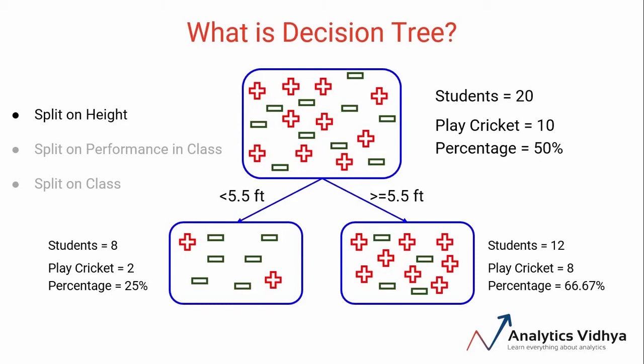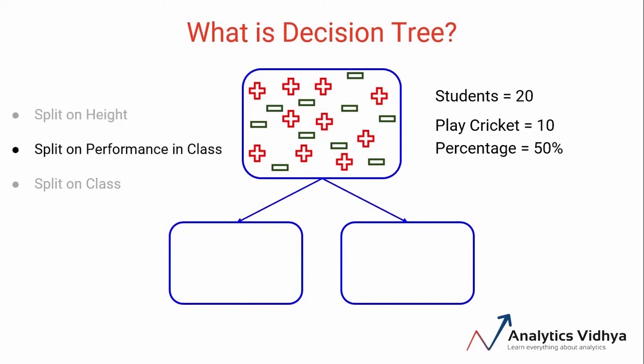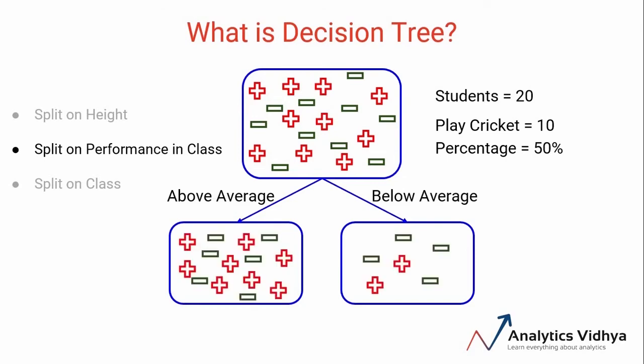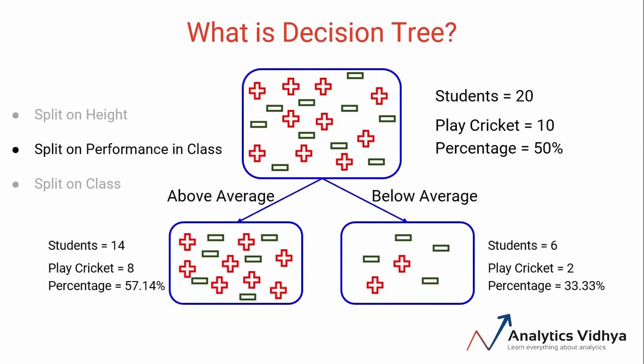Let's split the population based on performance. Here, the performance is defined as either above average or below average. We'll again divide the population based on these categories, and let's say we got a distribution like this. Here, 14 students are above average, and out of these 14 students, 8 play cricket, and hence the percentage here will be somewhere around 57%. In the below average category, we have a total of 6 students, out of which 2 play cricket, and the percentage will be, you guessed it, around 33%.